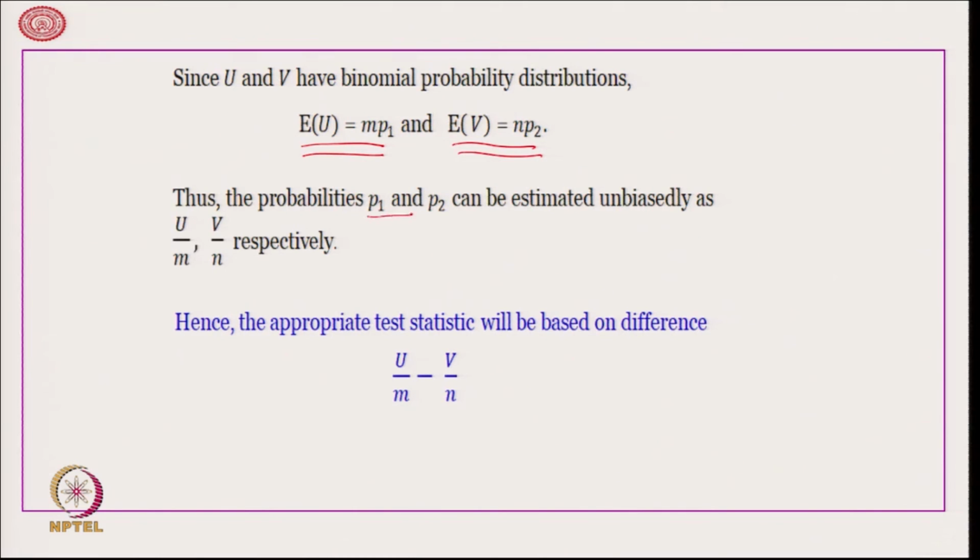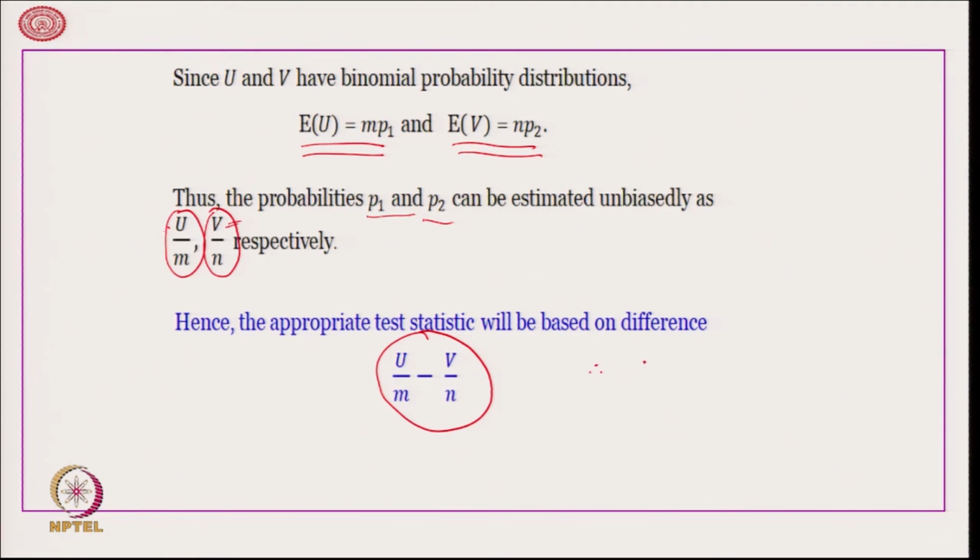Thus, the probabilities P1 and P2 can be estimated unbiasedly as u/m and v/n, where u is the number of observations coming from x which are less than c, and v is the number of observations coming from y which are less than c. Therefore, the appropriate test statistic will be u/m minus v/n. We need to test whether it is close to 0 or not.